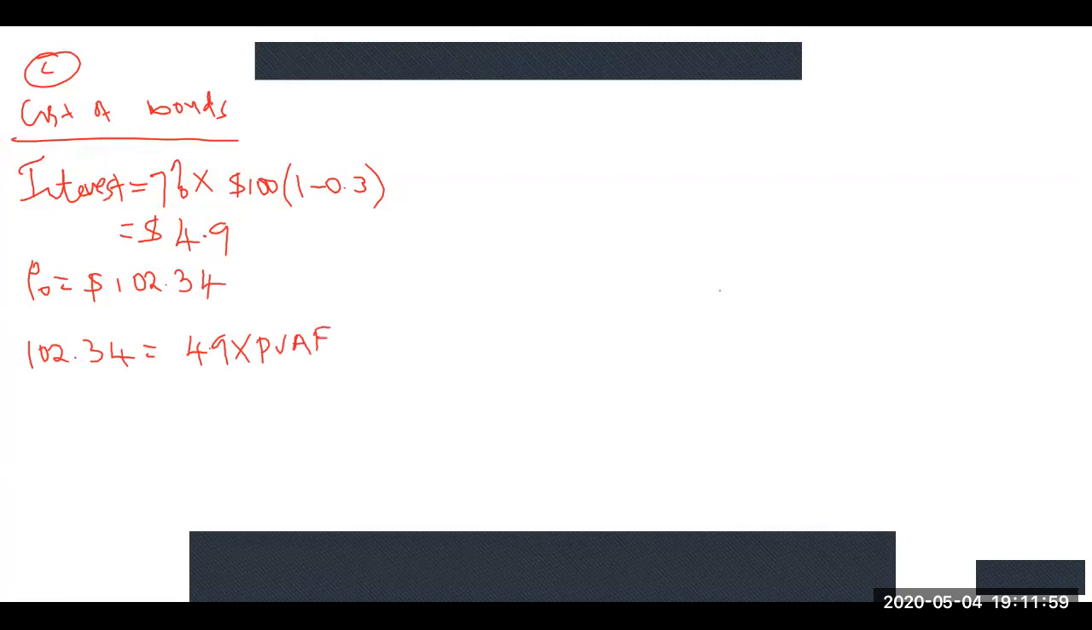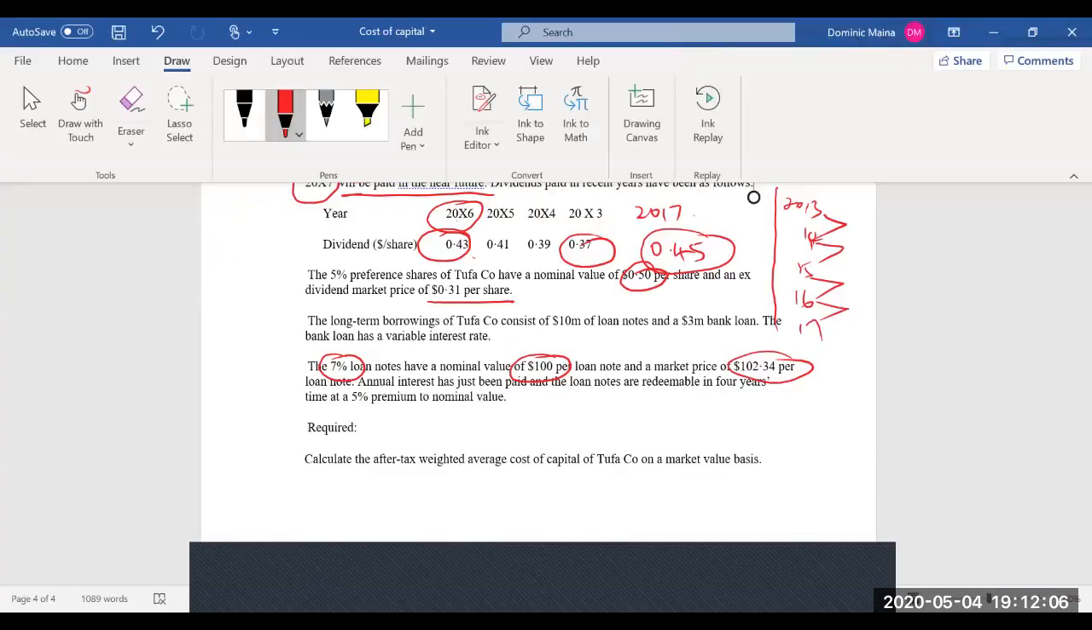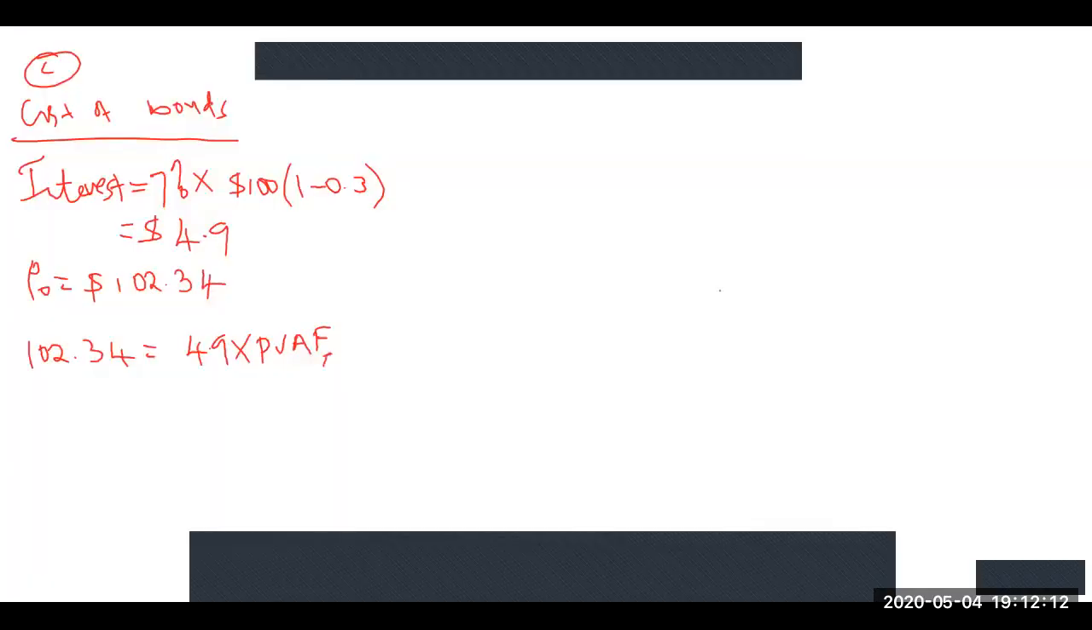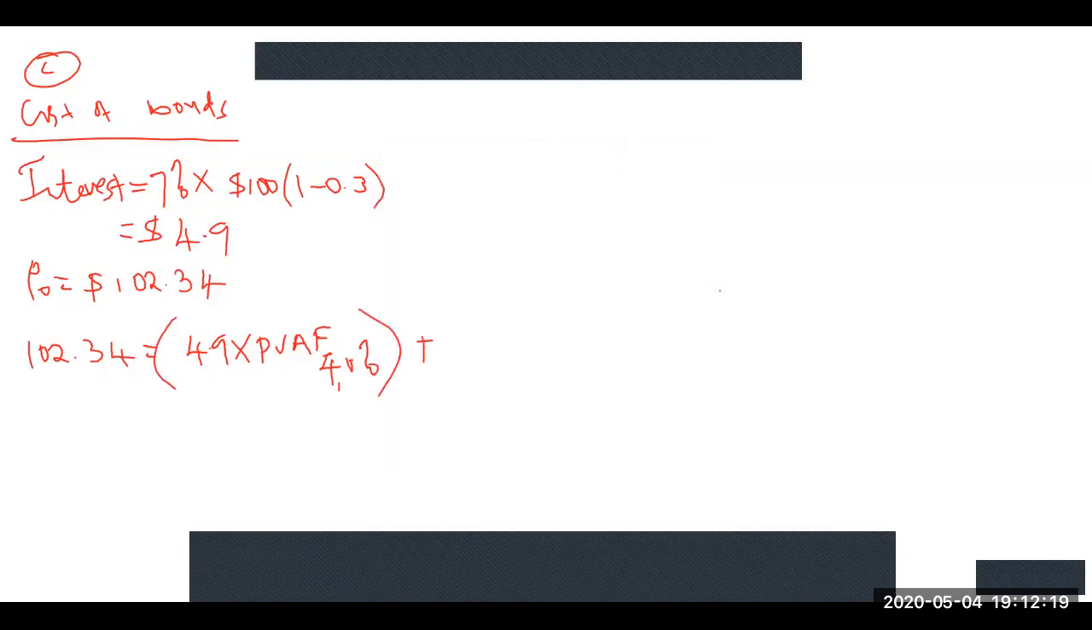Is this bond redeemable or convertible? It's redeemable in 4 years' time. It can be redeemed in 4 years' time, so N is equal to 4. So 4 years, R%, plus redemption value. What's the redemption value? I actually used the P naught. Oh, you used the P naught. Okay.